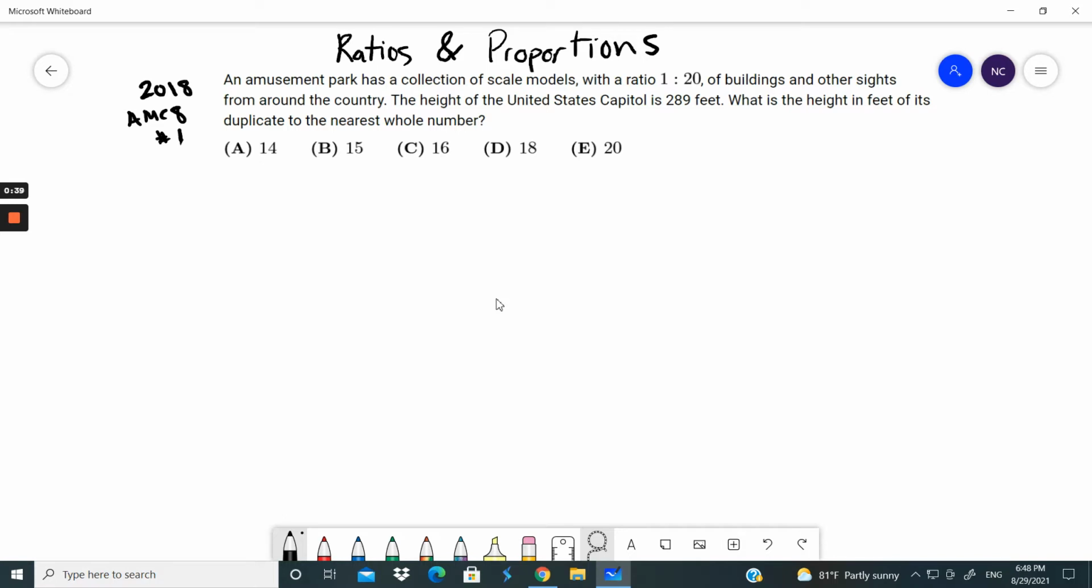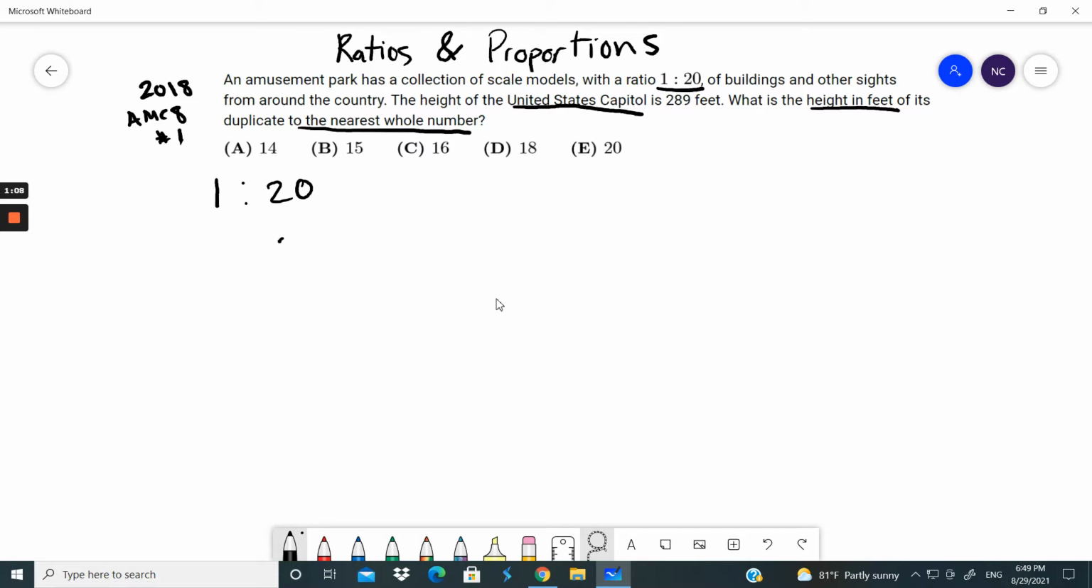So first we have to look at what the problem is asking for. In this case, it's looking for the height in feet of the duplicate of the United States Capitol to the nearest whole number. And it gives us a scale model ratio of 1 to 20. First, we have to understand what that ratio means. This 1 to 20 means that any building will have to be 20 times the height of its scale model.